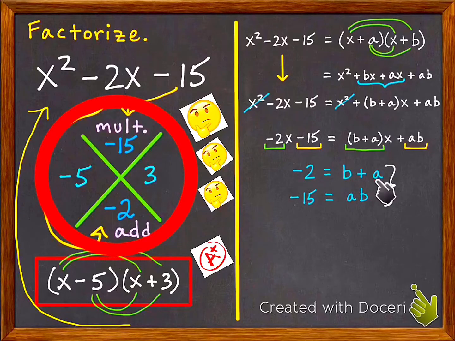You now have a system of equations. How can we solve this system of equations? The best way is using logic. Find two numbers, A and B, that when you multiply them, this is what you get. But the same two numbers, A and B, when you add them, this is what you get. And that is exactly what the magic X is doing. And it even tells you the two numbers, A and B.